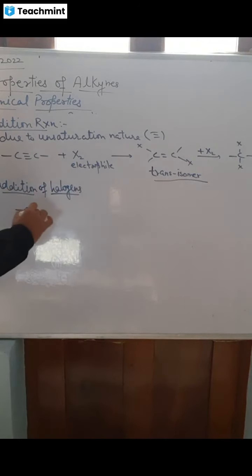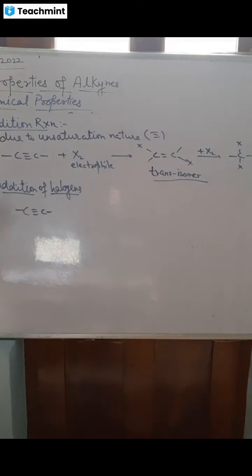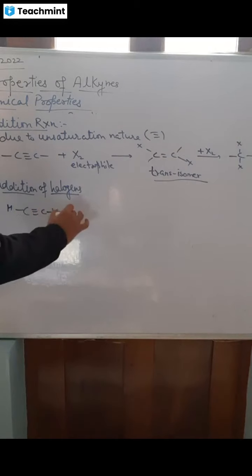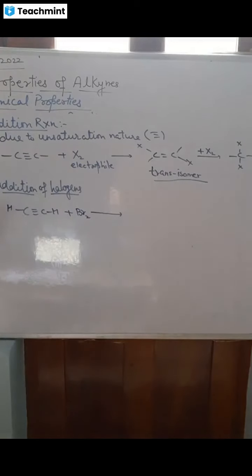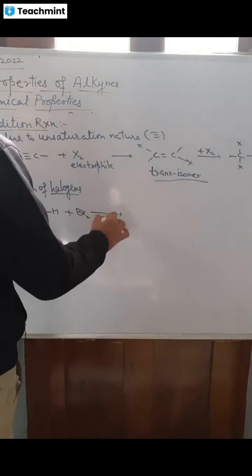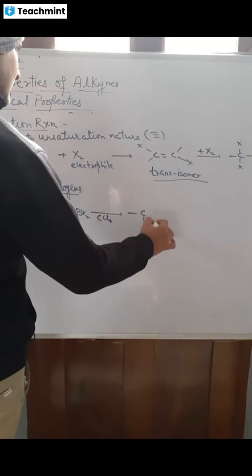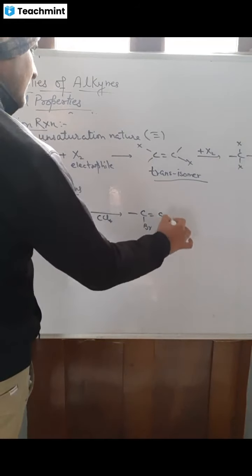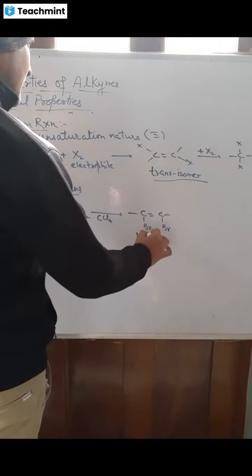We have acetylene. And we introduce bromine, Br2. First it is electrophilic addition, and it gives a trans isomer. This will take place in the presence of CCl4. We can say it forms Br-CH=CH-Br. This is your 1,2-dibromoethane.